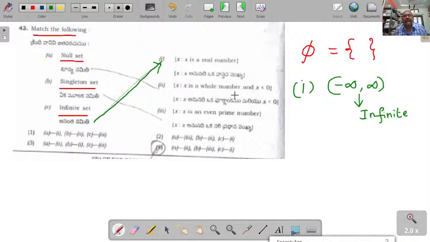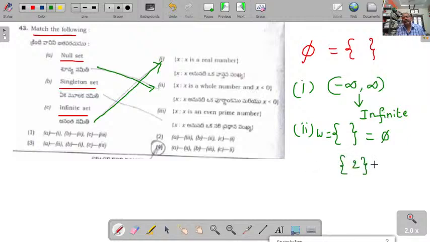Then x such that x is a whole number and x less than 0. Less than 0 means you have all negative numbers, so no element is there in whole numbers. So it's a null set. Even prime number means only one element, that is 2. This is a singleton set.